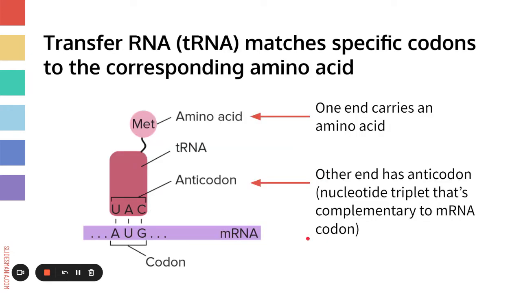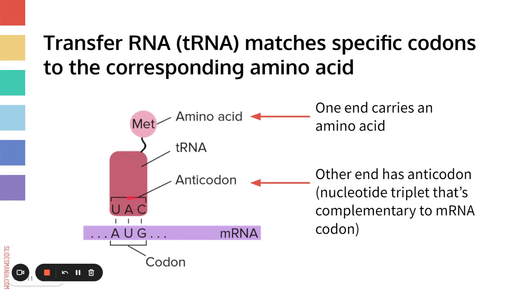So how does this work? tRNA molecules match specific codons to their corresponding amino acids, and they're going to have a couple things on them. So I said they carry amino acids. So one end is going to be carrying around an amino acid. There's different kinds of tRNAs for the different amino acids. So this tRNA is carrying methionine. There will be another tRNA that's dedicated to carrying alanine, one for tyrosine. So each amino acid has dedicated tRNA molecules that are going to carry that amino acid around.